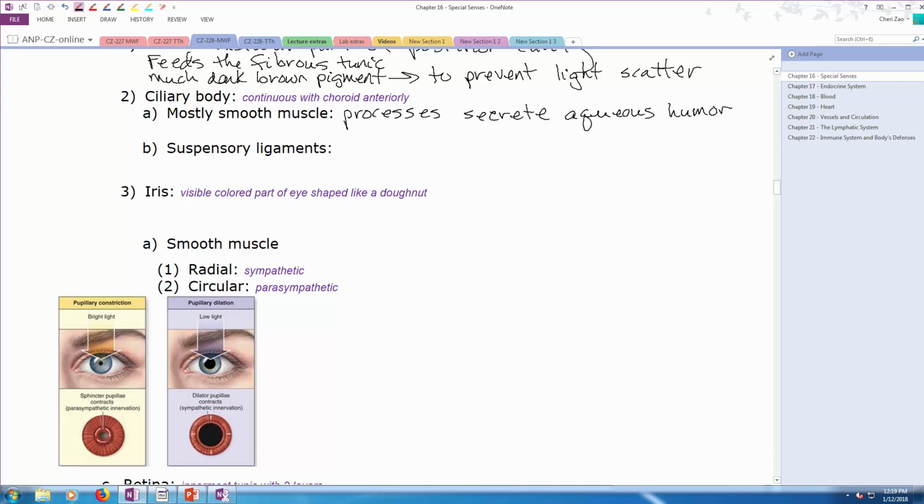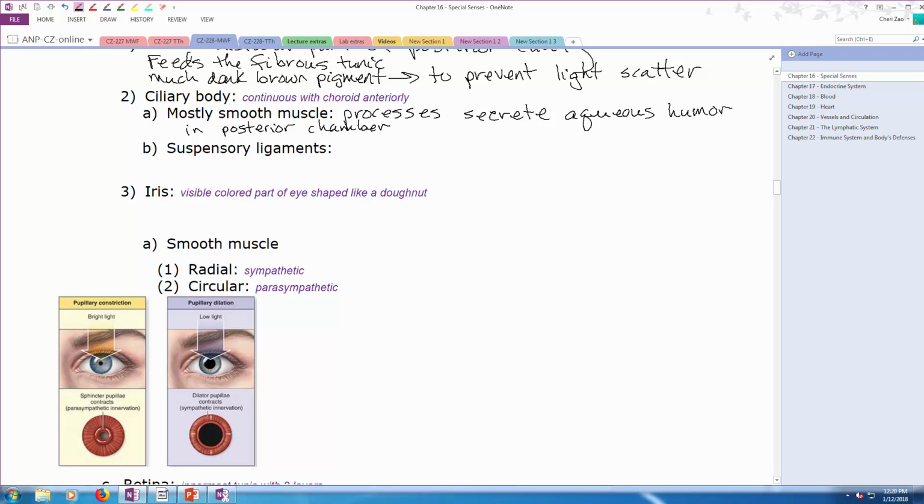Now, the aqueous humor is secreted in which chamber? Posterior chamber. It goes through the pupil into the anterior chamber, and aqueous humor, remember, is produced 24/7, and so the overflow valve is located at the sclerocorneal junction, in the scleral venous sinus.